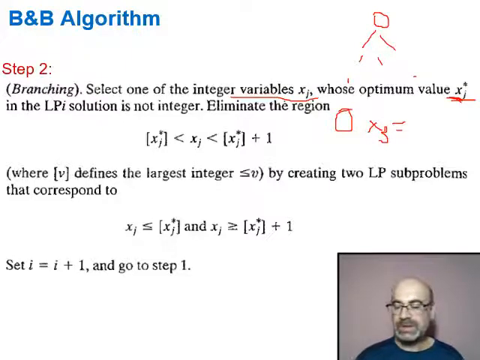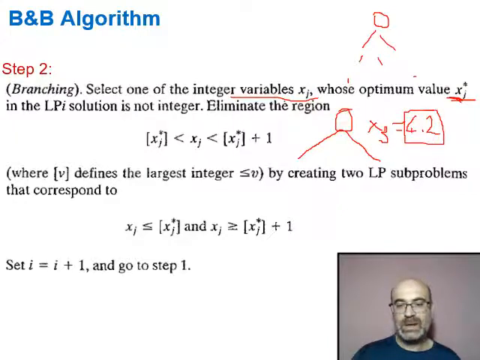Whose value is, let's say, 4.2. Okay, it's not an integer, but in the original problem it's restricted to be an integer. Then what shall we do? Okay, we need to branch this node, and while branching this node we need to eliminate the region where this x3 is not integer. So how did we do in the previous example?